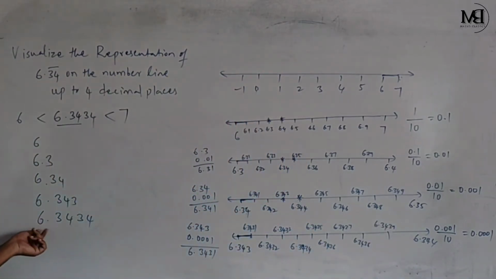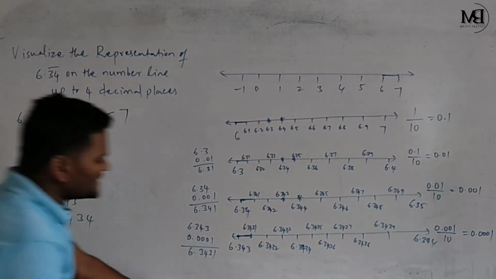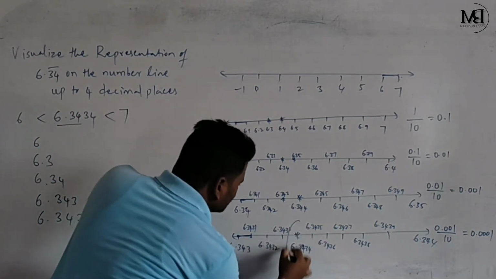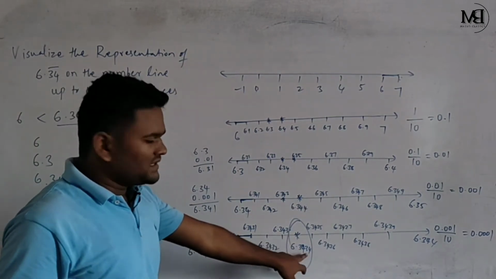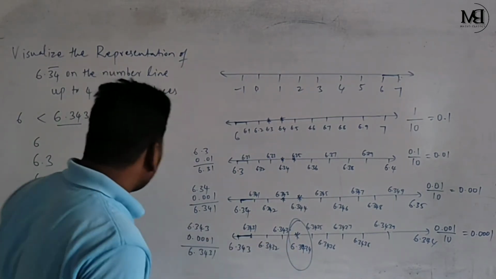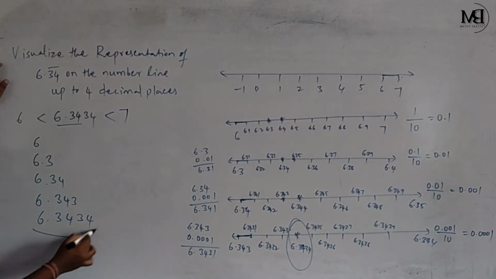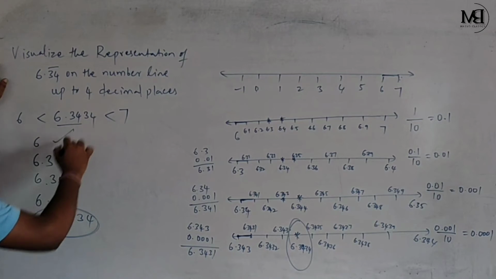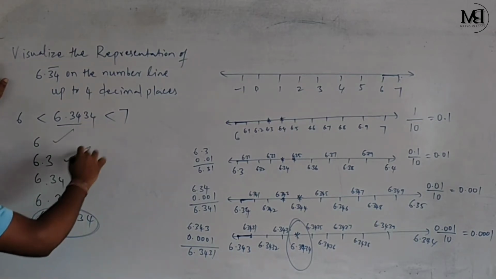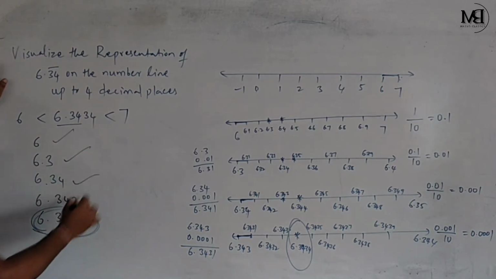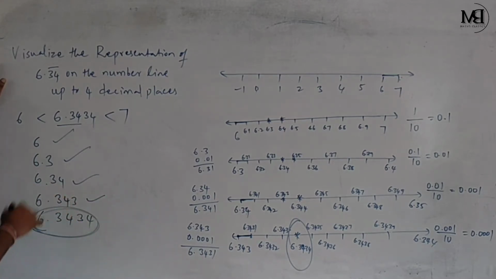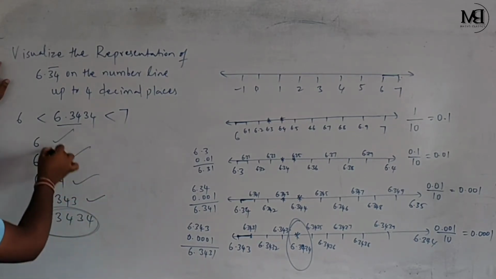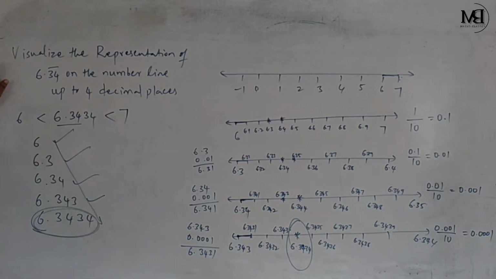And now where is the location of this 6.3434, my dear children? Here it is. It is the required location, the location of 6.3434. Actually what I have done here, to get the location of 6.3434, firstly I need to find the location of 6, and then I have gone for 6.3, and then 6.34, and then 6.343.